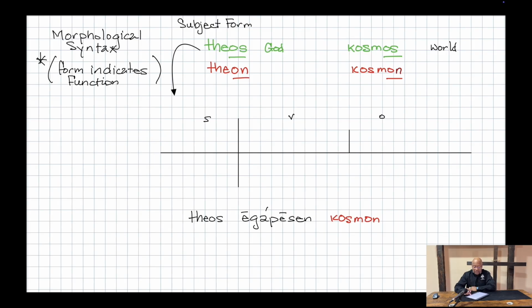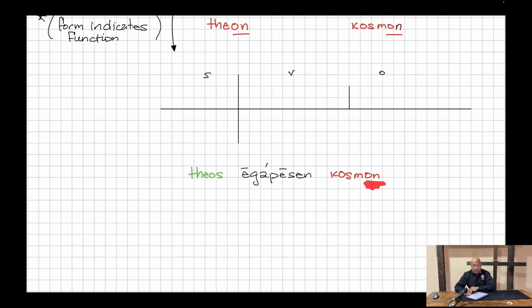Now, given that we have theos here, serving as the subject, and the spelling tells me that, and then cosmos is cosmon here because it's the direct object. This means that anywhere I move theos and cosmon in this sentence, in English, it would still translate God loved the world. And that's because it's the form of the word.